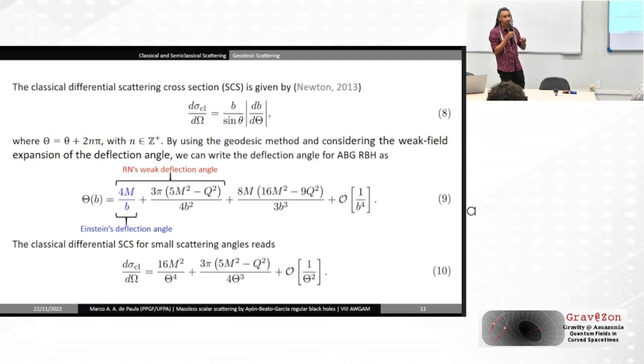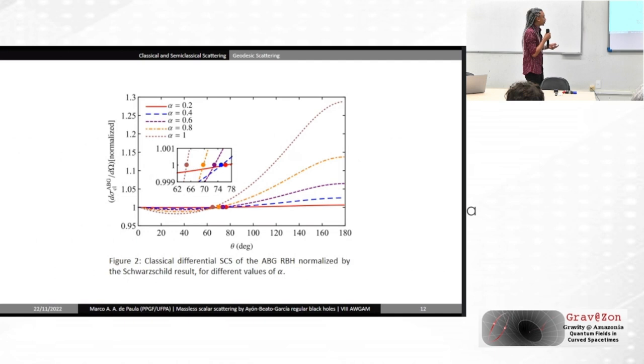So in figure 2, we exhibit the classical differential scattering cross section of the ABG regular black hole normalized by the Schwarzschild result for different values of a normalized electric charge. And we can see two very interesting things here. The first is that the magnitude of the intensity flux increases as we increase the values of alpha. And we can find that for a given range of the scattering angle, the classical differential scattering cross section of the ABG regular black hole is smaller than the Schwarzschild case.